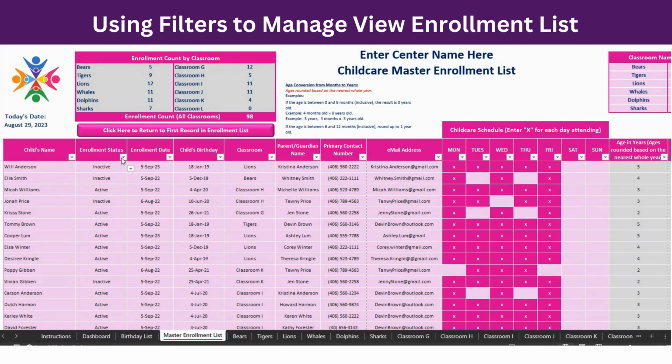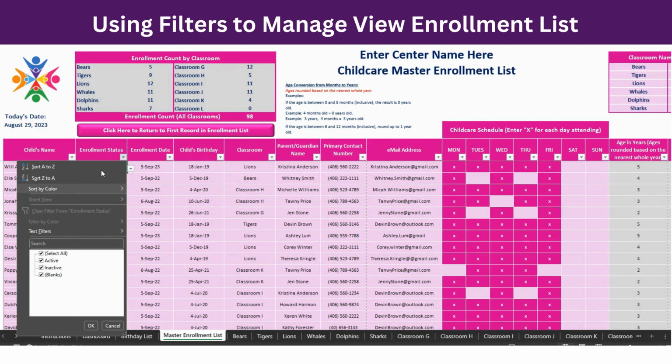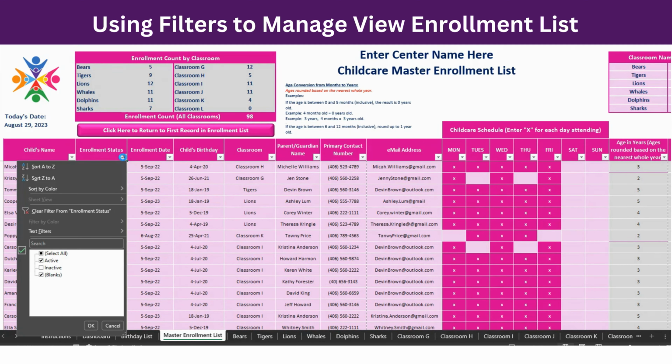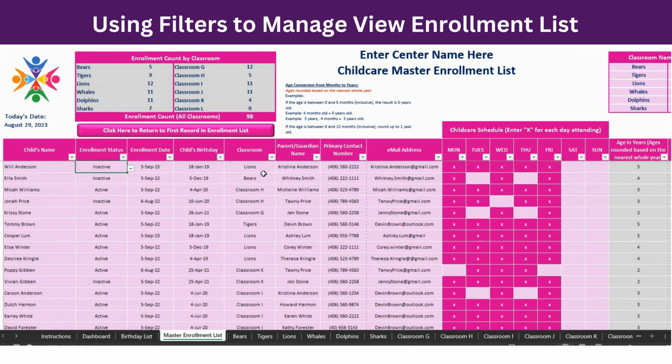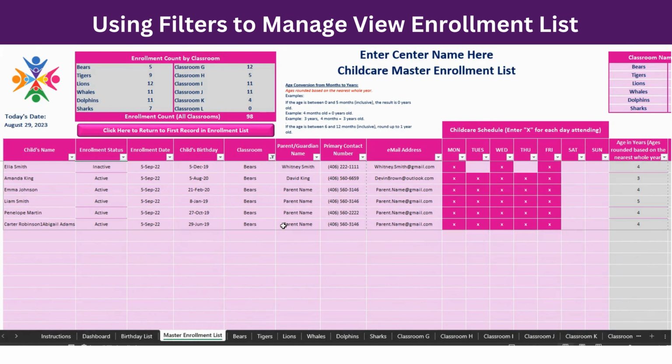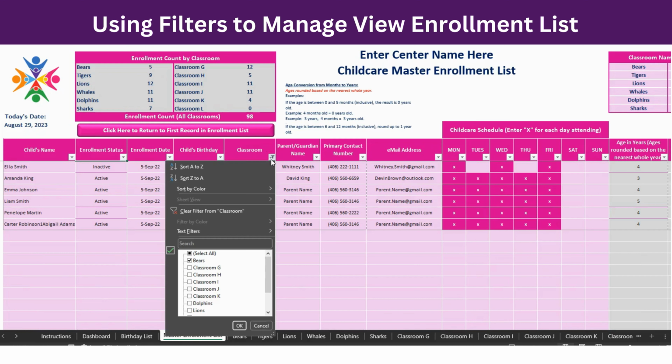You can use filters to manage the view of your master enrollment list. For example, in the header bar for the Enrollment Status column, click on the filter button and a list of available options to select will appear. To view only active records, deselect Inactive, leaving only active and blanks checked. Select OK and the result will show only active records and blank lines. To remove the filter, just make sure the Select All option is checked. This use of filters can be utilized on any column on this worksheet.